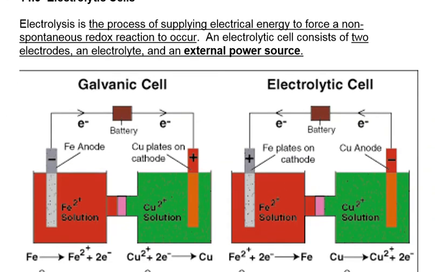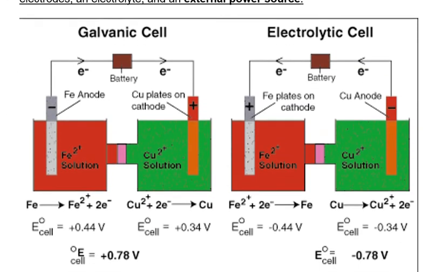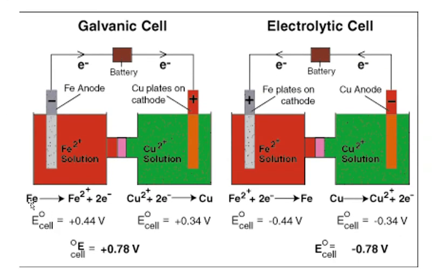So if you look at the equations on these two examples, on the galvanic cell, the iron is becoming iron plus 2, so it is being oxidized, and the copper 2 is becoming copper, so it's being reduced. Whereas in the electrolytic cell, exactly the opposite is happening. The iron is going from the ions to the metal, so it's being reduced, and the copper is going from the metal to the ions, so it's being oxidized.